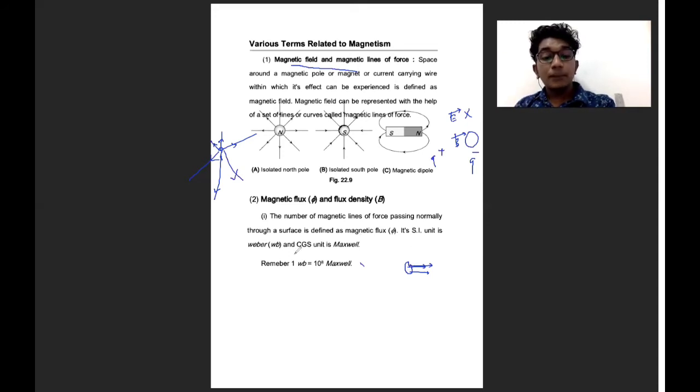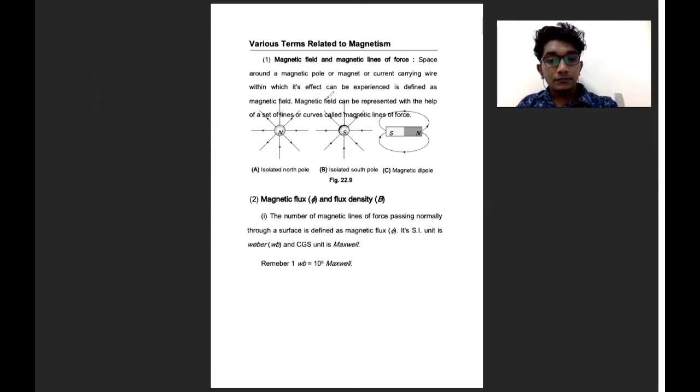The SI unit is Weber, and the CGS unit is Maxwell. Please understand the relation connecting Weber and Maxwell: 1 Weber is equal to 10 to the power 8 Maxwell. Now we are going to the third one.